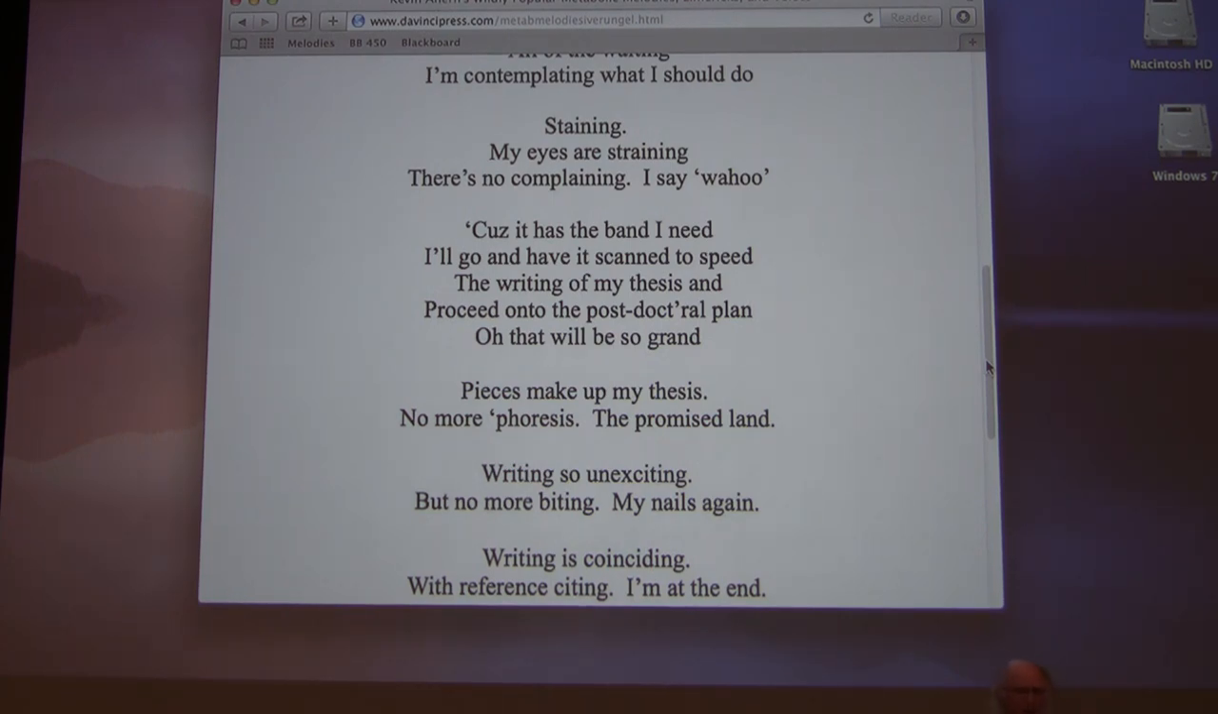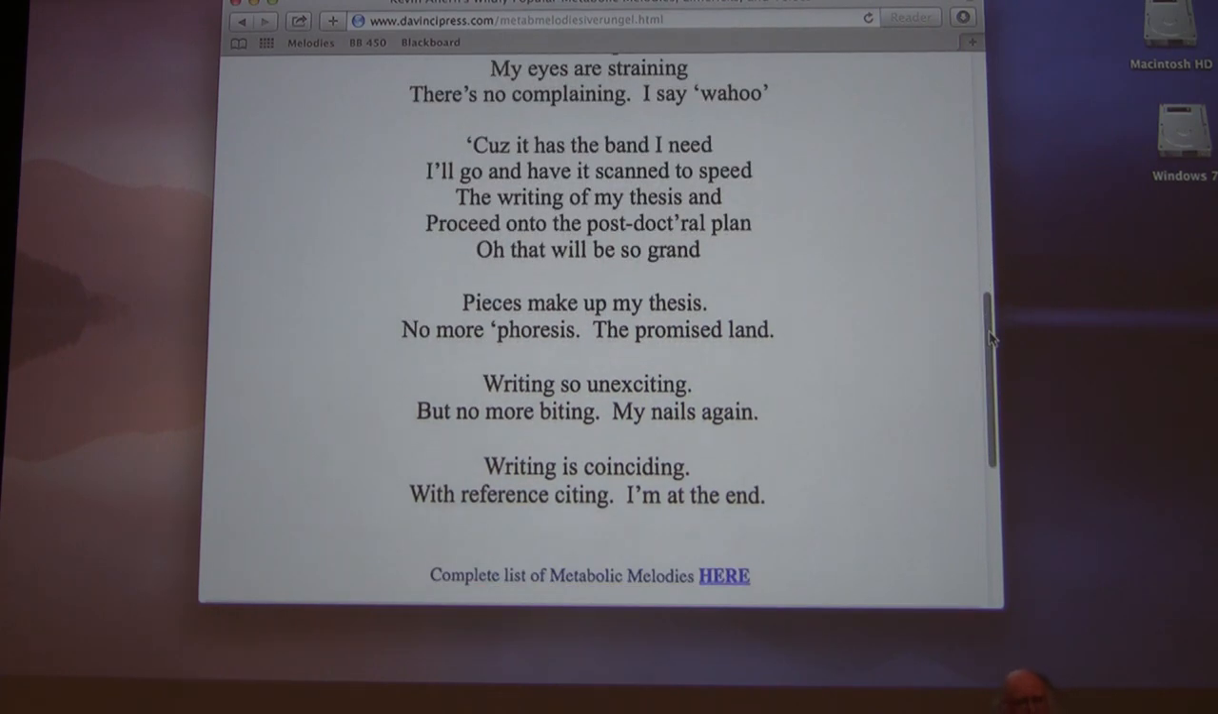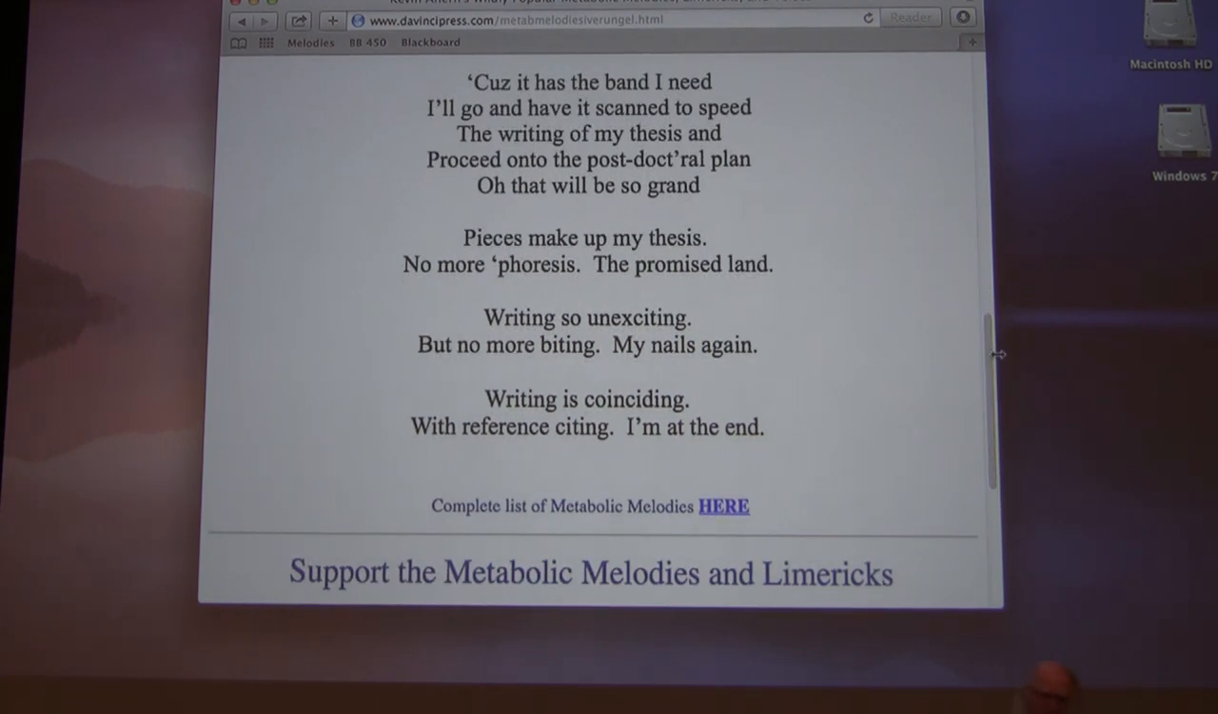Cause it has the band I need, I'll go and have it scanned to speed the writing of my thesis and proceed on to the postdoctoral plan. Oh, that will be so grand. Pieces make up my thesis, no more for Reese's, the promised land. Writing, so unexciting, but no more biting my nails again. Writing is coinciding with reference citing.